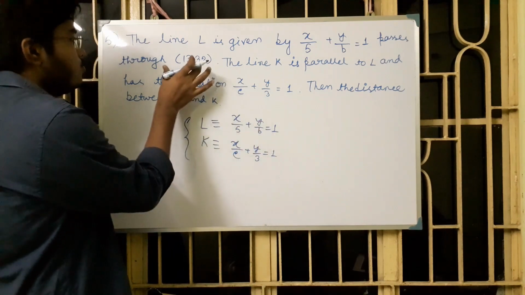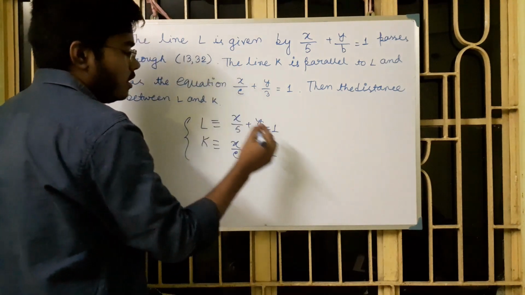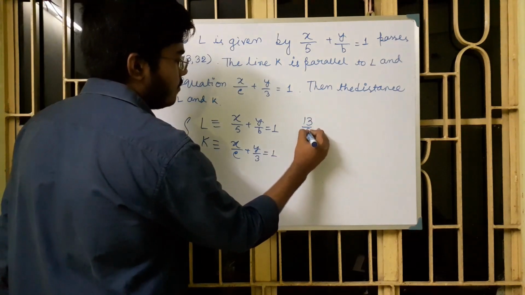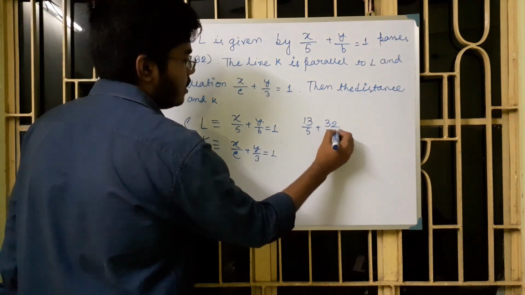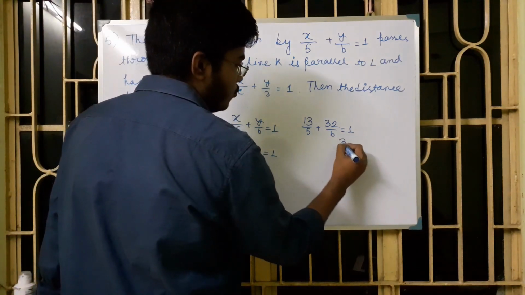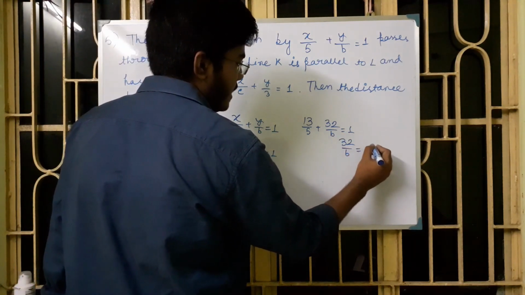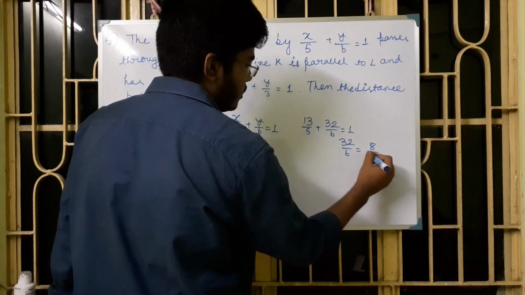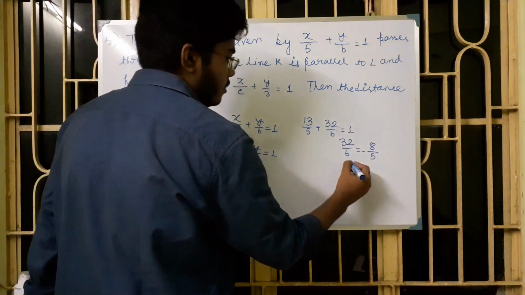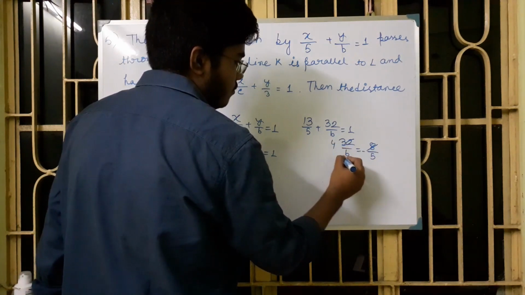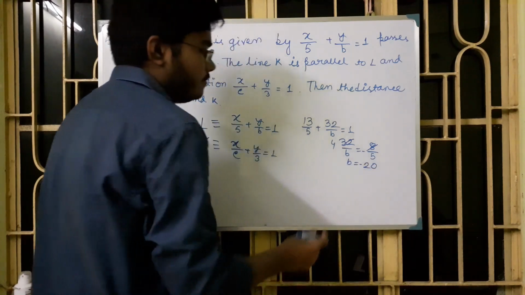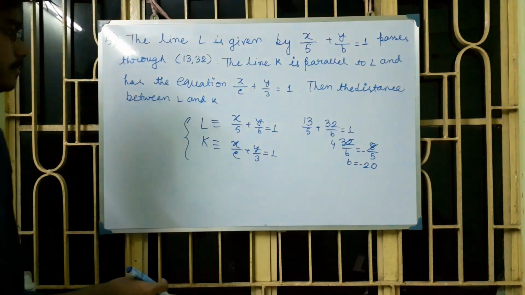So this straight line passes through (13, 32). Replacing the values, 13 by 5 plus 32 by b equal to 1, and that means 32 by b equal to minus 8 upon 5, and 4 b equal to minus 20. 5 into 4 b equal to minus 20.